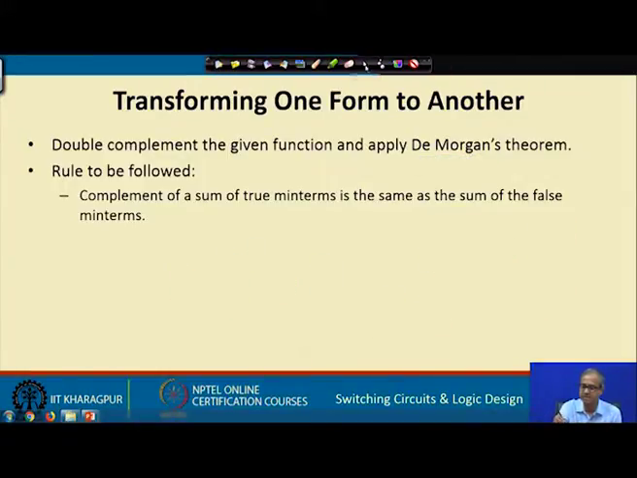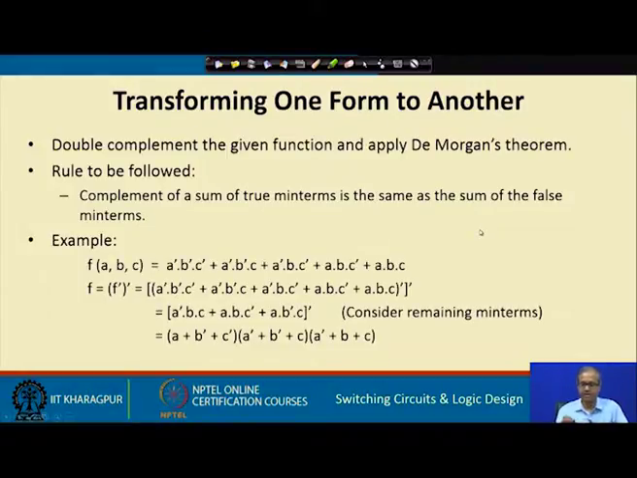Let us take an example. Suppose I have a given sum of product expression like this. This is a canonical sum of product expression. So, you consider that this is a 3 variable function.